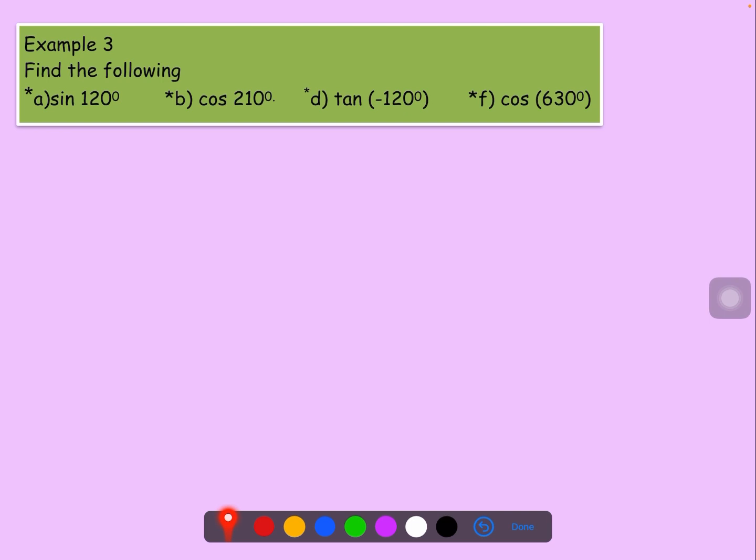Example 3. Find the following. A, sine 120 degree, B, cos 210 degree, D, tangent minus 120 degree, and E, cos 630 degree.